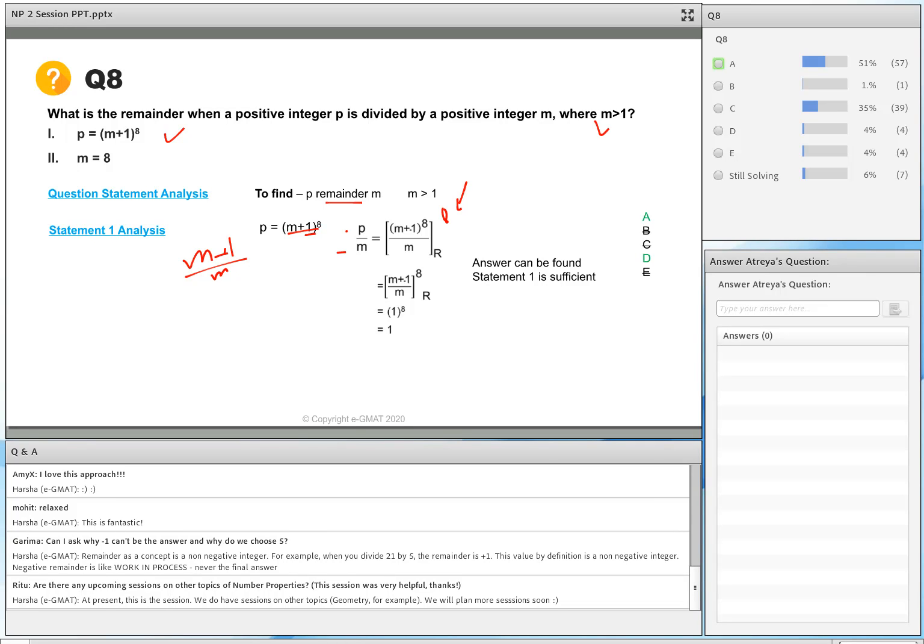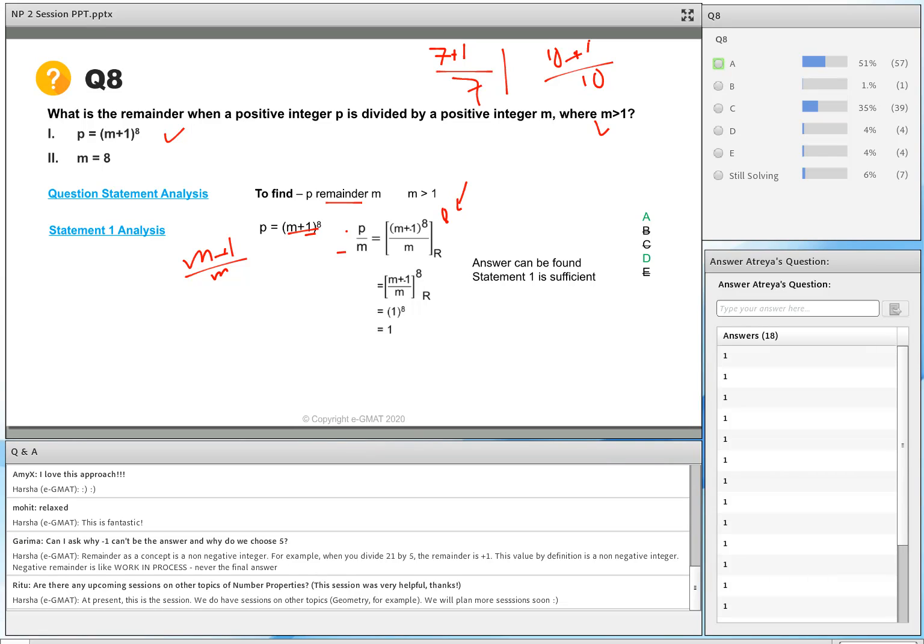Let's look at a few parallel examples. Can you people tell me what is the remainder when 7 plus 1 is divided by 7? Very quickly in the short answer poll, guys. What is the remainder when 7 plus 1 is divided by 7? It's equal to 1, right? What if I have 10 plus 1 divided by 10? The same answer follows. 10 plus 1 divided by 10 would also give me a remainder of 1.